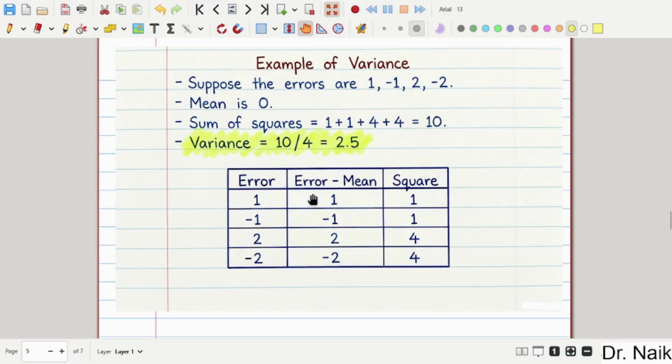Now square the error minus mean. So 1 square is 1, -1 square is 1, 2 square is 4, -2 square is 4. Now add all these squares. So 1 plus 1 plus 4 plus 4 is 10. So 10 divided by the total number of errors. Total number of errors are 4. Therefore 10 divided by 4 is 2.5. So variance is 2.5.